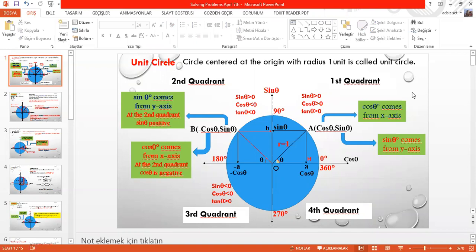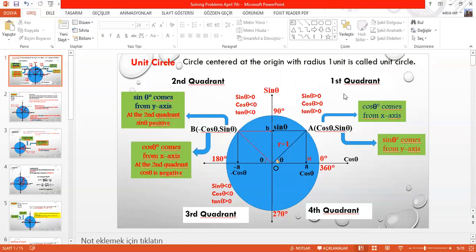What does it mean? This is a unit circle, and the origin means the center of the circle is at the origin, this point (0, 0). And the radius of this circle is 1, which means OA is 1. Now, as you know, the x and y axes in the coordinate plane divide the plane into 4 parts.